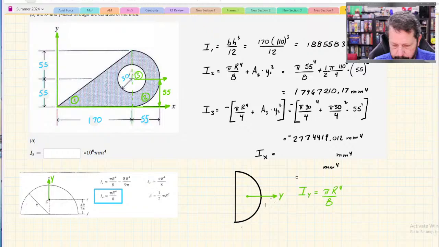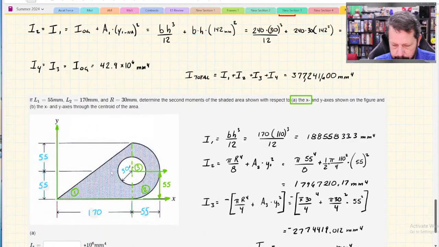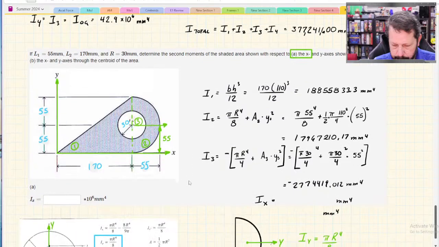Let's see, BH cubed over 12 for that should be fine. The half circle, pi r to the 4th over 8 should be fine. But we have to add the area, which we did. We did pi d squared over 4, but divided by 2 because it's a half of a circle. And we took care of the 55, unless I wrote L1 is 55, L2 is 170. No, I wrote all those right.